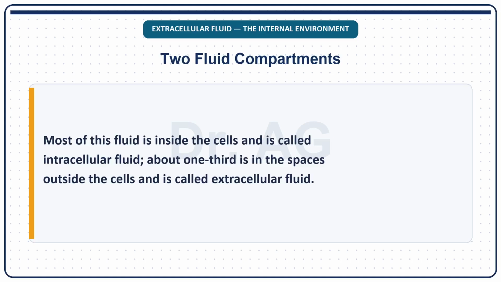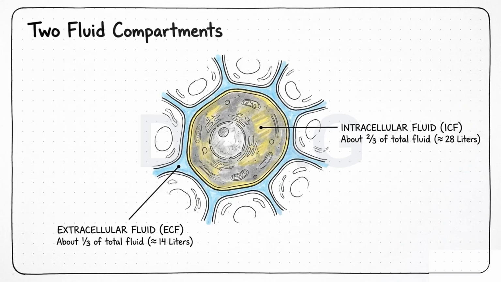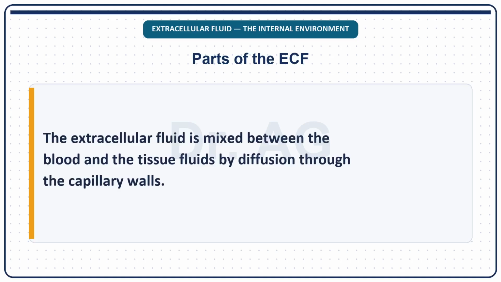Most of this fluid is inside the cells and is called intracellular fluid. About 1/3 is in the spaces outside the cells and is called extracellular fluid. This fluid sits in two compartments. About 2/3 is inside the cells, the intracellular fluid. The remaining 1/3 surrounds the cells, the extracellular fluid. The extracellular fluid is mixed between the blood and the tissue fluids by diffusion through the capillary walls.